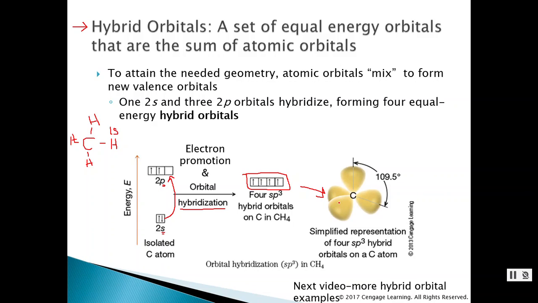So this concept of hybrid orbitals, we're going to use it for some more examples in the next video. The take-home message from this slide is that hybrid orbitals are a set or a sum of orbitals that are created when hybridizing or mixing particular valence shell atomic orbitals.